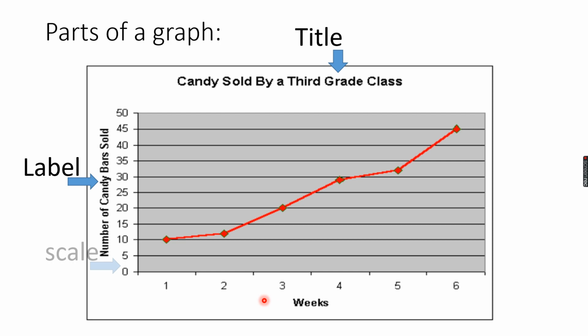The third part is the scale. The scale here is 0, 5, 10, 15, 20. The scale in the x-axis is 1, 2, 3, 4, 5, 6, and so on.